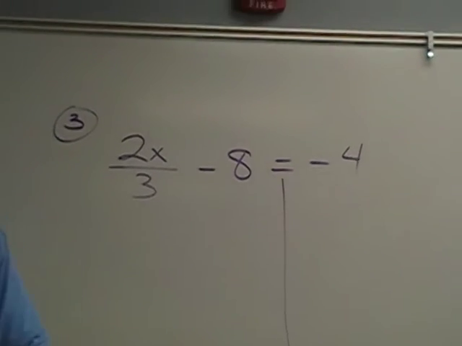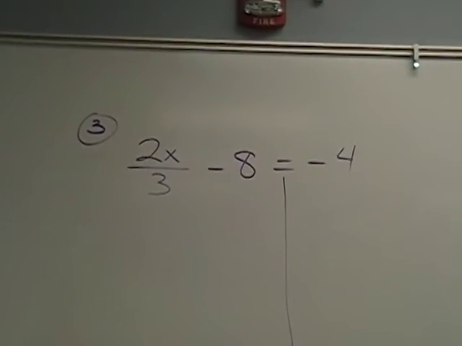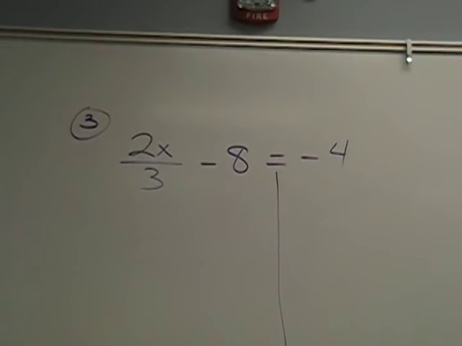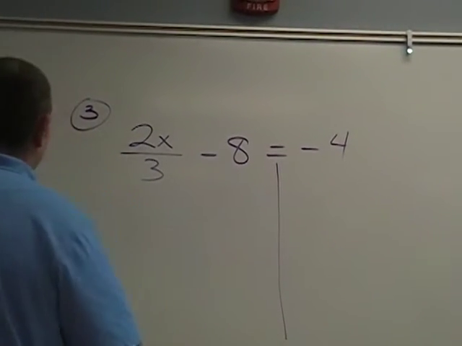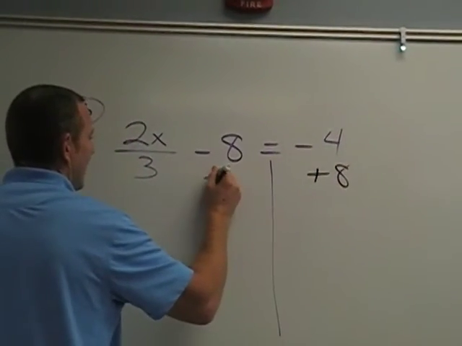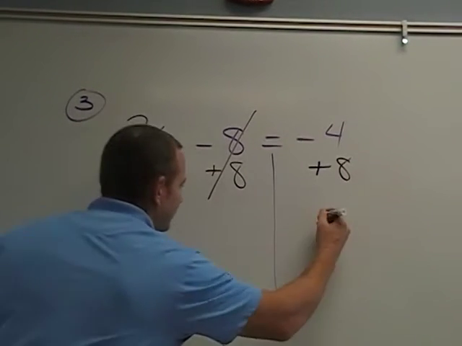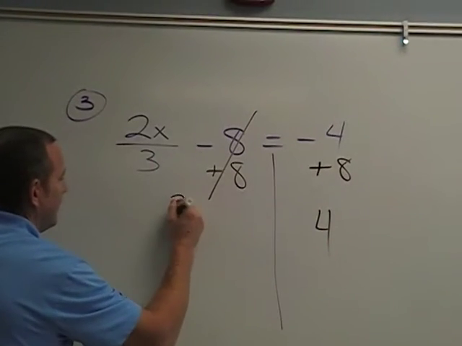We could multiply both sides by 3 over 2, the reciprocal, right? But we just found out that was a lot of work. So let's make our life easier and add what to both sides here? 8. Do it to both sides, right? Negative 4 plus 8 over here is 4, right? Bring down the 2/3 x.